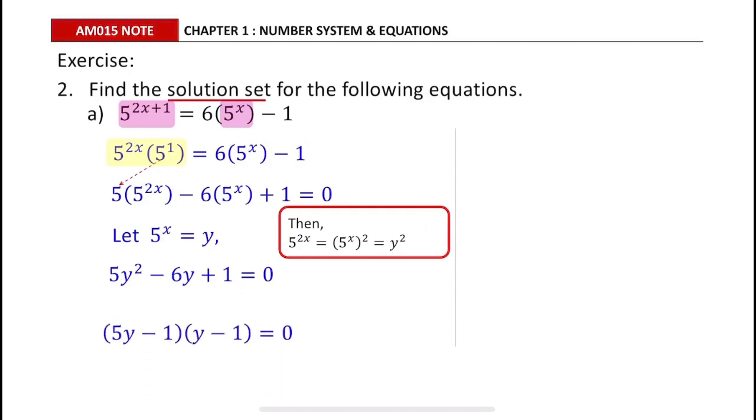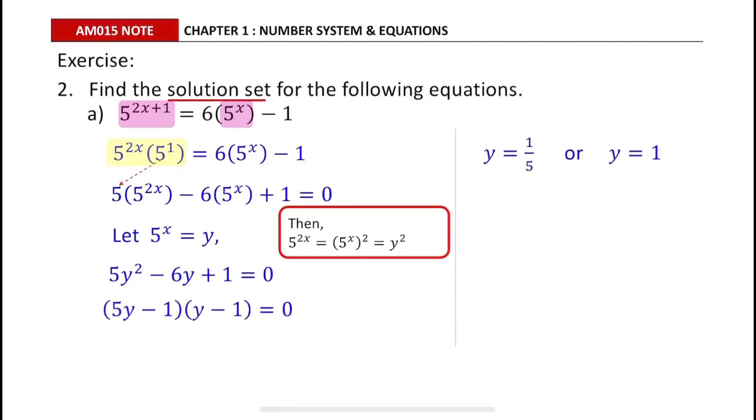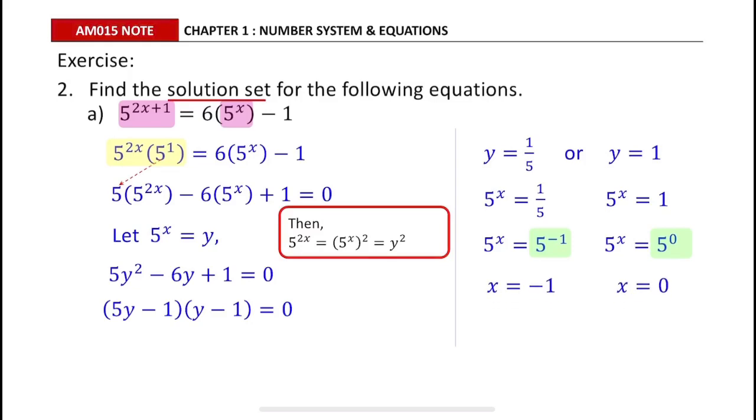Now we have a quadratic equation in terms of y. Use factorization to solve this equation for y. Since we want to find the values of x, we change y back to 5 to the power of x. Now the 1 over 5 and 1 must be expressed in index form with base 5, where 1 over 5 is equals to 5 to the power of negative 1 and 1 can be expressed as 5 to the power of 0. Then, by comparing the indices, we have x equals to negative 1 or 0. But remember, the answer must be in solution set. So, we write it in the curly bracket.